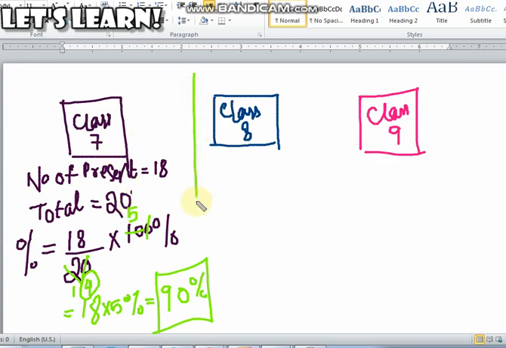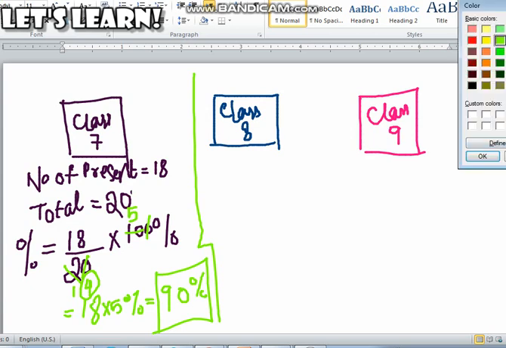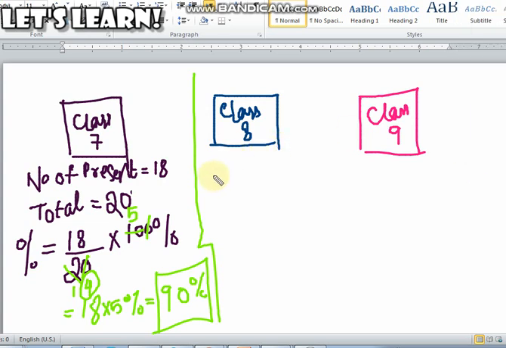So let's move on. Let's calculate for grade 8 now. Let's suppose the number of present students is, let's say, 12 students present in the class. The total number of students is, let's say, 20, and we need to calculate the percentage of students present in the class.